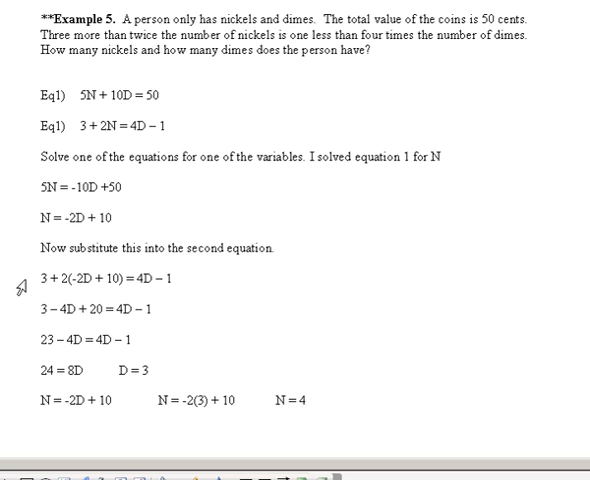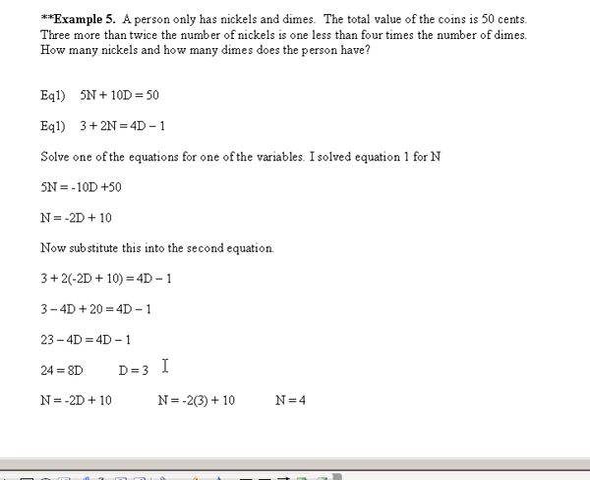Now there's only one variable here, so we can get an answer to this problem. Taking the 2 through the parentheses, we get minus 4d plus 20. And that's how I did this step. Here, combining like terms, 3 and 20 makes 23, minus 4d equals 4d minus 1. That's all I did here, just the 20 and the 3. Now here I added 4d to both sides to get 8d on the right, and adding 1 to both sides to get 24 on the left. Then divide through by 8, and I get d equals 3.